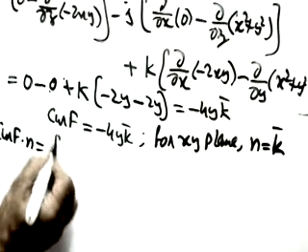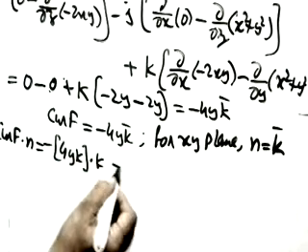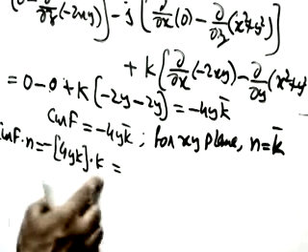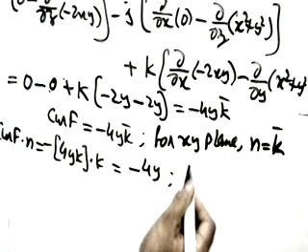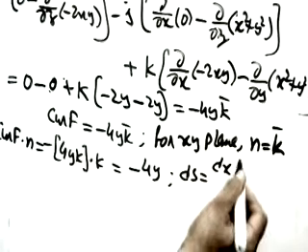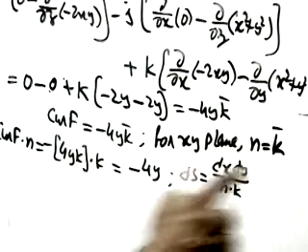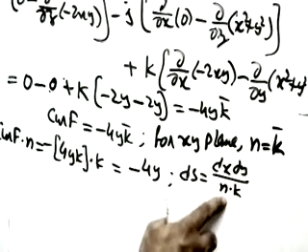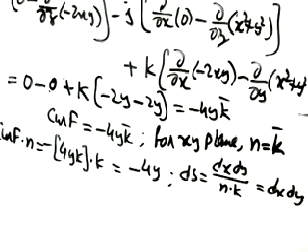So what will be here? Curl f dot n equals, curl f is minus 4y k, dot n is k. k dot k will be 1. So what is left here? Minus 4y. You remember this, k dot k will be 1. So 1 into minus 4y, minus 4y. Also, what is the formula of ds? Actually ds is dx dy by n dot k. But here we are having n as k, so k dot k will be 1. So actually ds is dx dy.